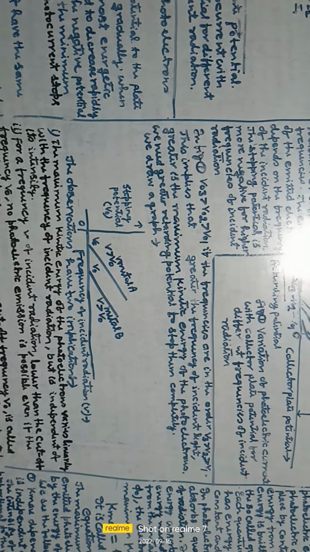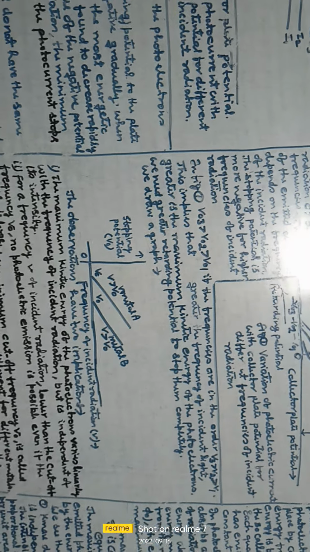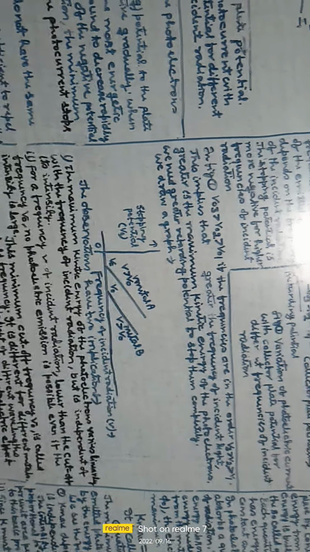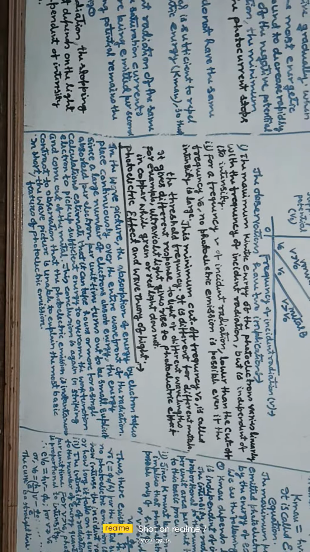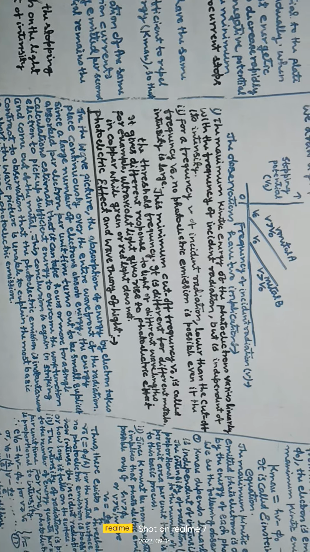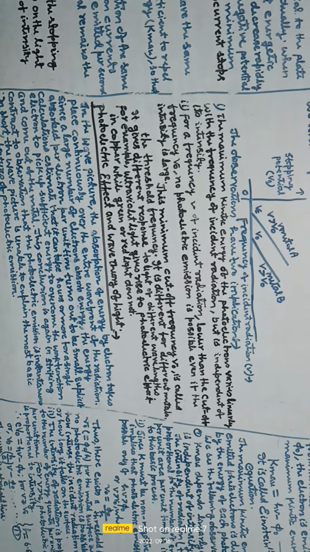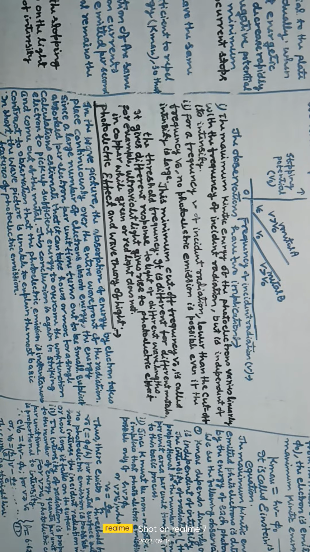For metal A and metal B, the curves are shown. The observations have two implications. The maximum kinetic energy of photoelectrons varies linearly with the frequency of incident radiation, but is independent of its intensity.